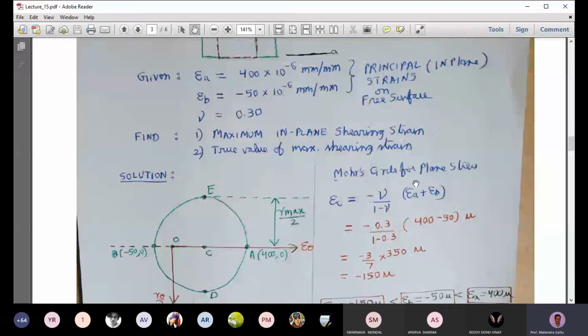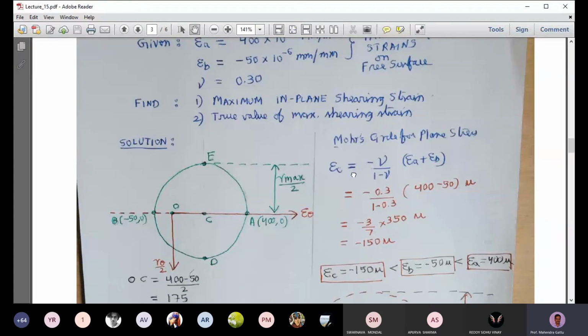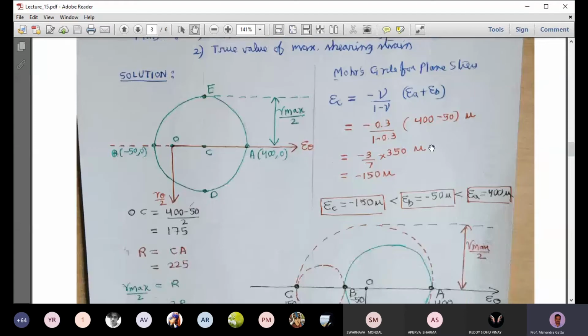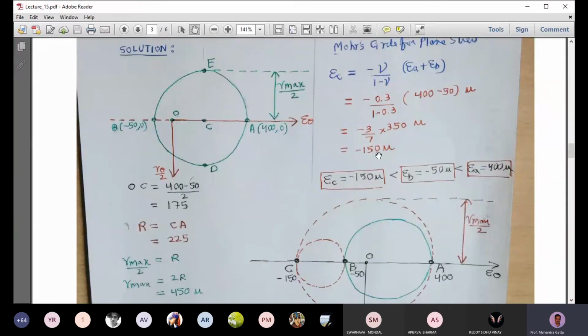We can use Hooke's law to get the strain in the C direction, that is the z direction. We apply the formula, minus nu by 1 minus nu times epsilon A plus epsilon B. Poisson's ratio is 0.3, so minus 0.3 by 1 minus 0.3, with epsilon A as 400 and epsilon B as minus 50. So 400 minus 50 is 350, and 3 by 7 times 350 is 150. In the z direction there is a contraction, and the corresponding strain is minus 150 mu, where mu means 10 power minus 6.